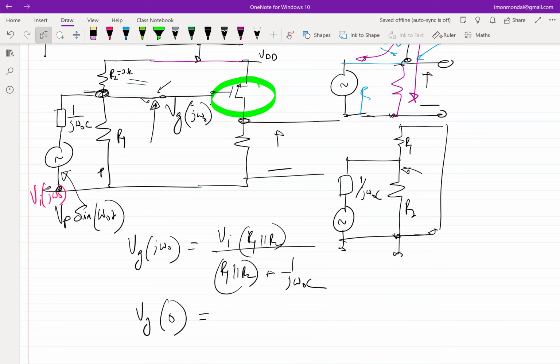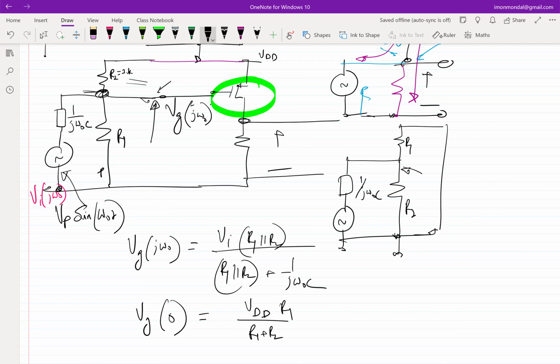So when I am doing this, what are we essentially saying? We are doing one at a time, right? We are using superposition. So in the earlier case, we grounded VDD. In this case, we are going to ground Vi and then find out the voltage at the gate. What will be that voltage? Yeah. VDD R1 by R1 plus R2.